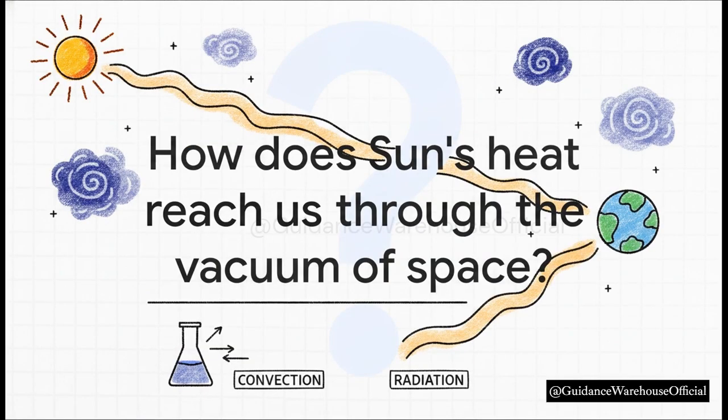So, we've successfully fulfilled our promise for today's explainer. We now know exactly how heat travels through moving fluids and gases. But before we wrap up, I want to leave you with one final provocative thought. If convection relies entirely on the physical movement of matter to carry heat, how on earth does the sun's immense heat reach us through the completely empty vacuum of space, where there's absolutely no matter to move?